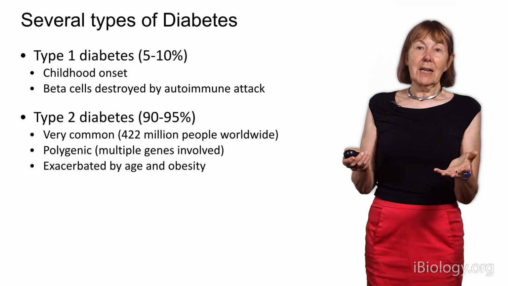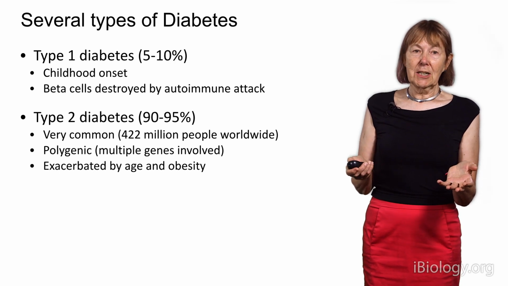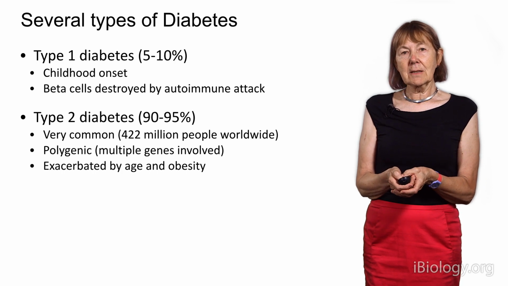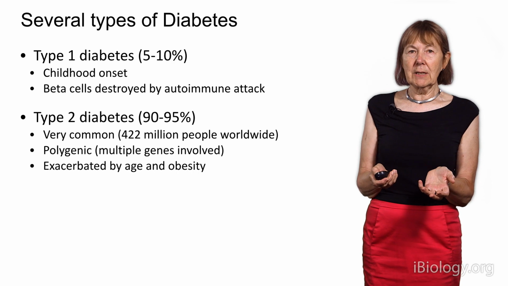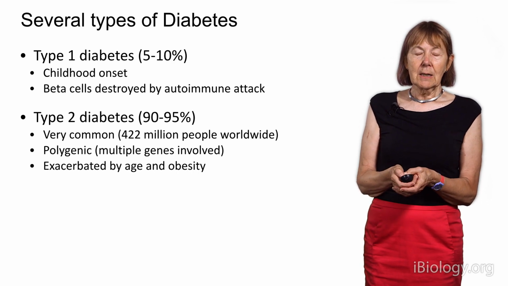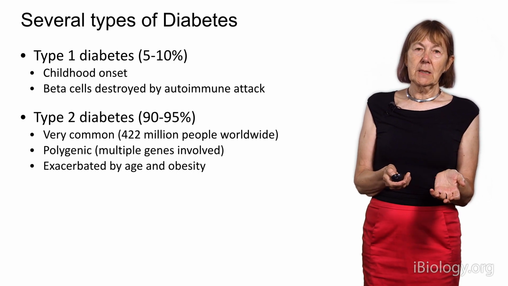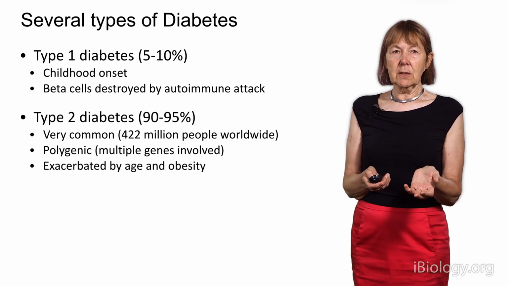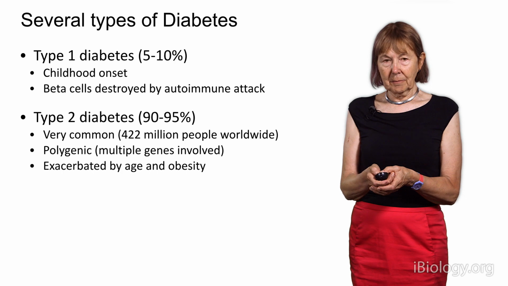Unfortunately, in most cases, we've no idea what these genes actually do. Diabetes is also enhanced by age and by obesity. We've still no idea how age increases your risk of getting diabetes. In the case of obesity, it's thought that it's probably due to insulin resistance, which results from obesity.